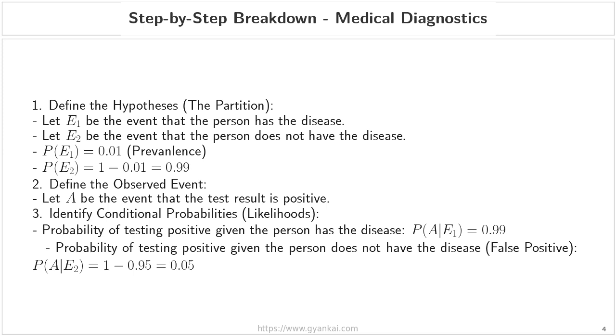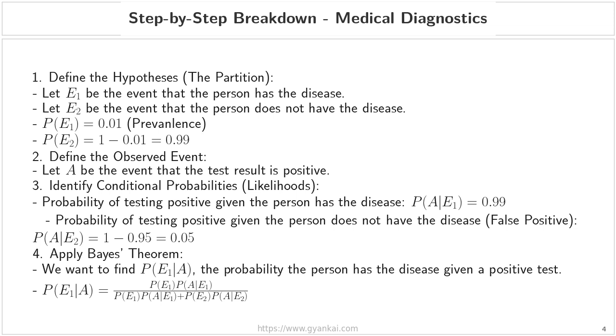Fourth, we apply Bayes' theorem. Our ultimate goal is to find the probability of E1 given A. In other words, the probability the person is actually sick, now that we have seen that positive test result. To do this, we use the formula where the numerator is the probability of E1 multiplied by the probability of A given E1, and the denominator is the total probability of testing positive. This total probability is calculated by summing the probability of a true positive and the probability of a false positive.